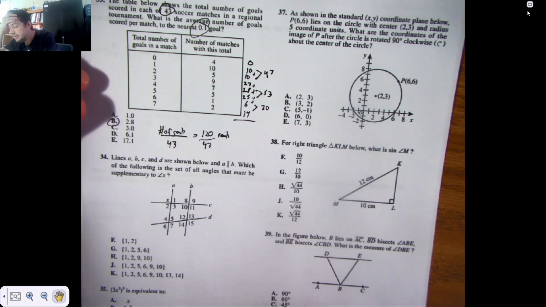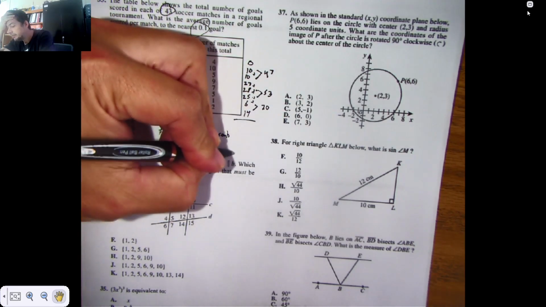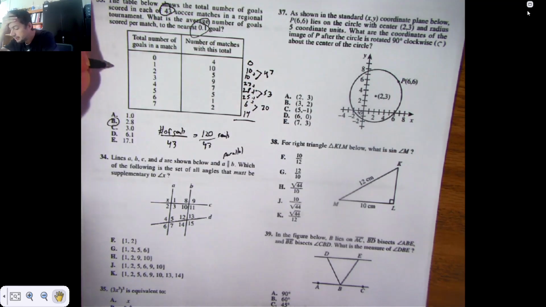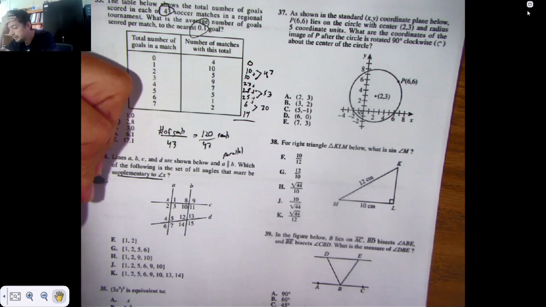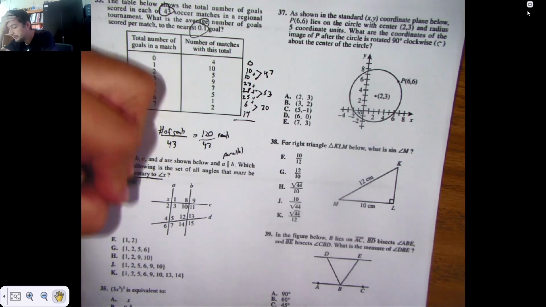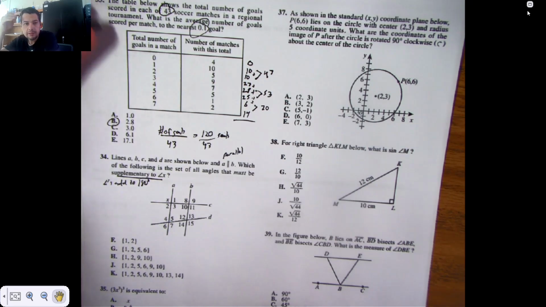All right, lines A, B, C, and D are shown below, and A is parallel, if you forgot the notation. Which of the following is a set of all angles that must be supplementary? That means that the angles add to 180 degrees, if you forgot, to angle X.